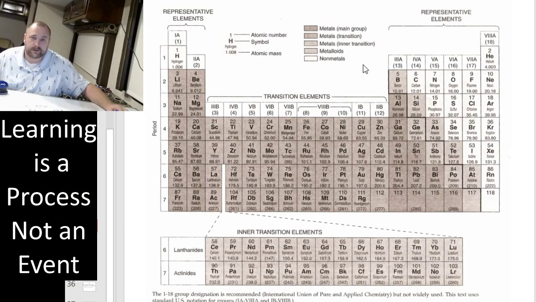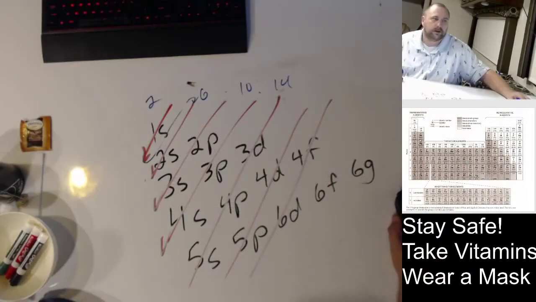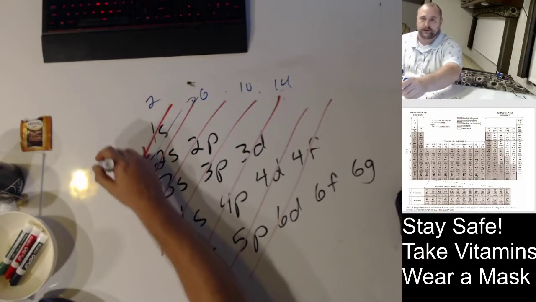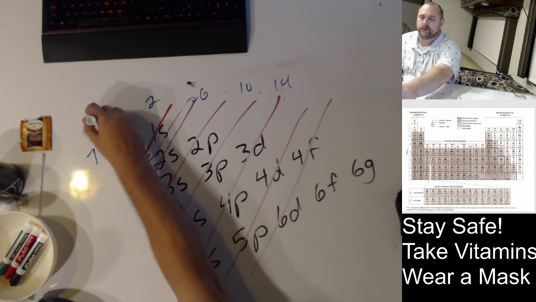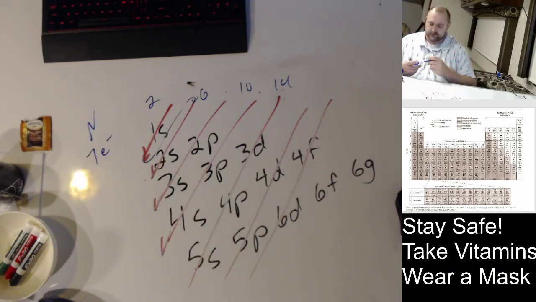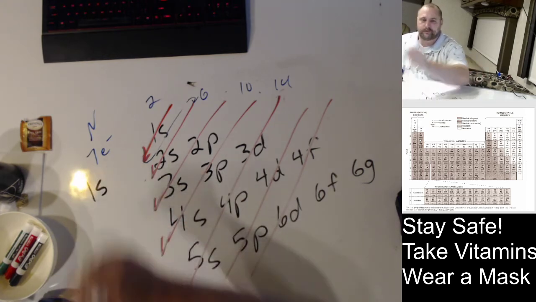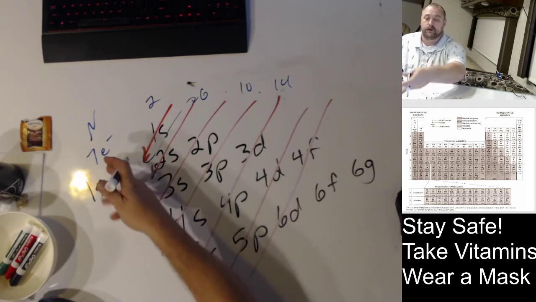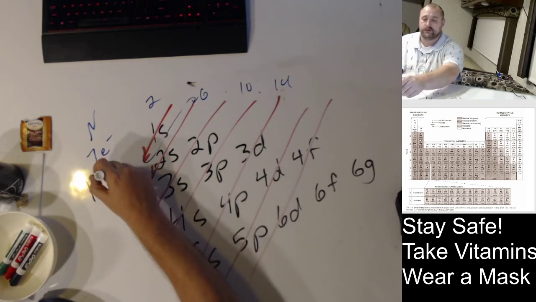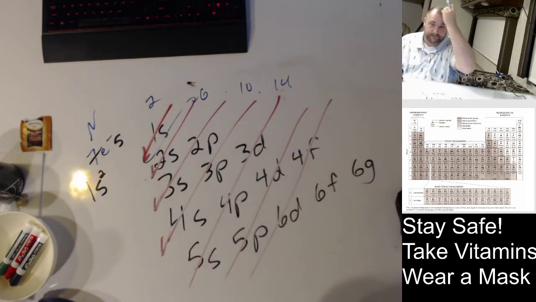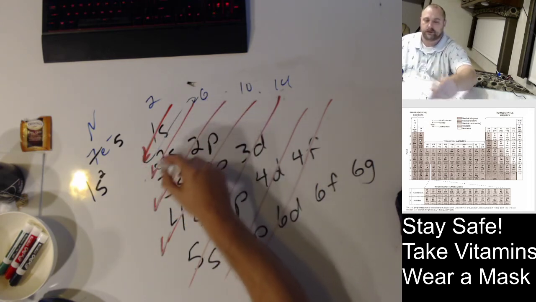I'm going to pick an element, and we're going to start with a neutral one. So we'll do nitrogen. It has 7. It's got 7 protons. We're going to assume it has 7 electrons. First up is 1s. It holds 2. Do I have 2? Yes, I've got 7. So I put my 2 in here. I've got 5 left. Next up would be 2s.